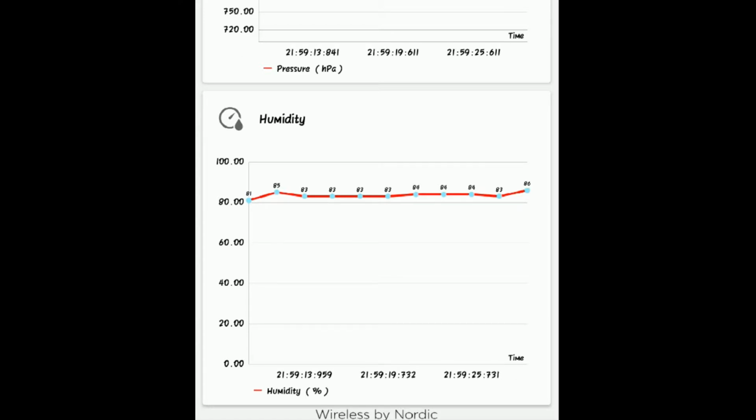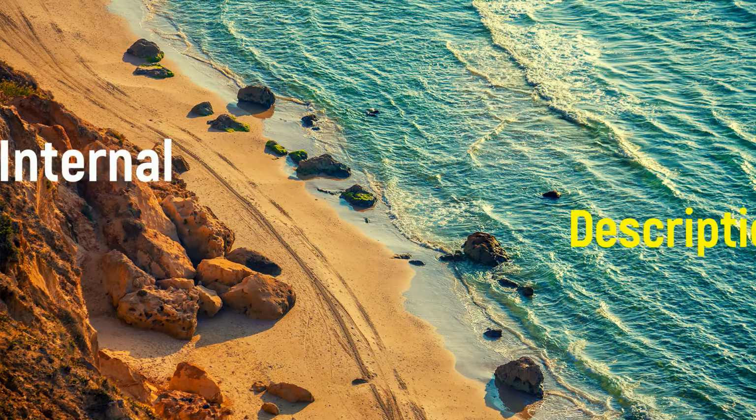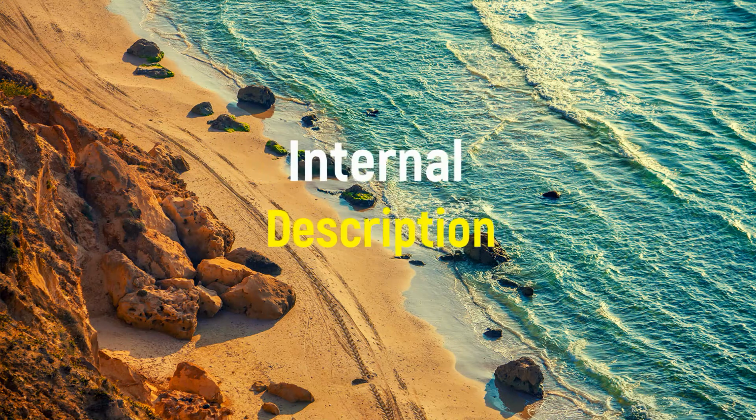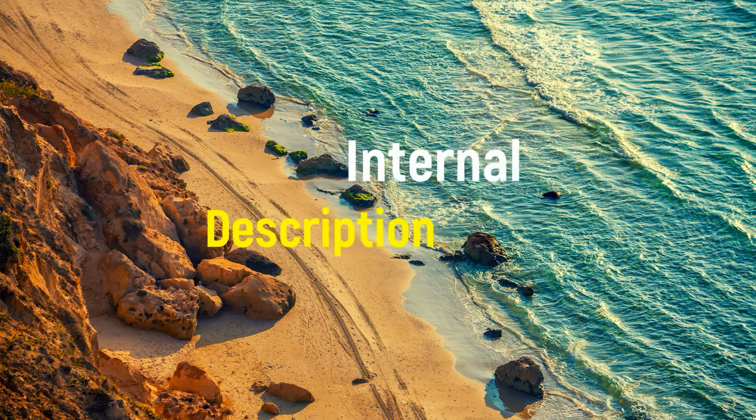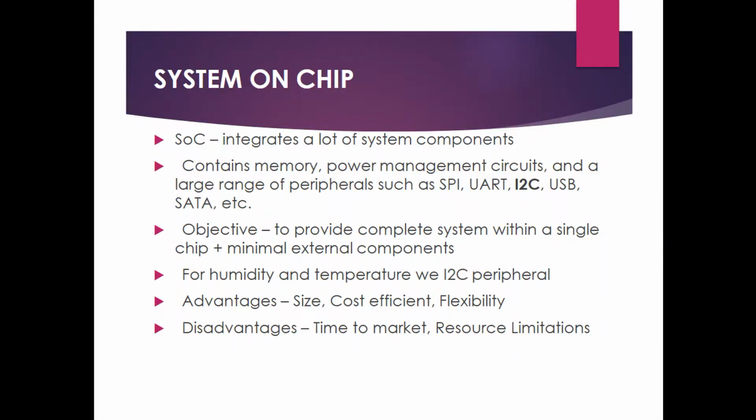Till now, we saw the external necessities for measuring humidity and temperature. So now let us see how the internal things work. The system on chip integrates a lot of system components. It contains memory, power management, and a large range of peripherals such as SPI, UART, I2C, USB, SATA, etc. Among these, for humidity and temperature sensors, we require the peripheral I2C.